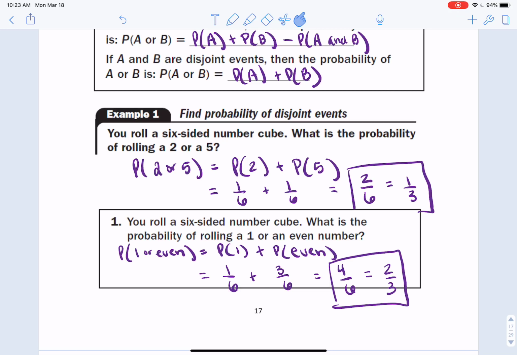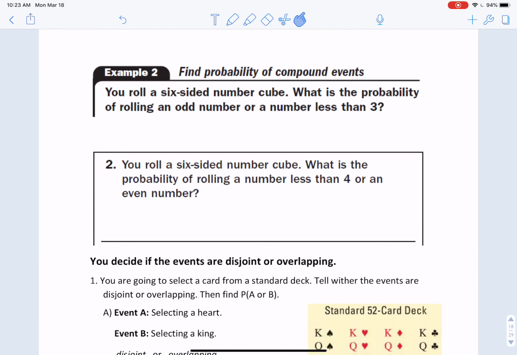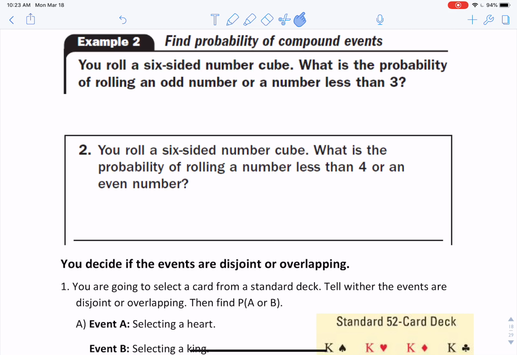Let's go ahead and look at some compound events. So this says you roll a six-sided number cube. What is the probability of rolling an odd number or a number less than 3? So let's think about this for a second. Our odd numbers are 1, 3, and 5, and our numbers less than 3 are just 1 and 2. So take notice here that they both have a 1. So you could roll an odd number, you could roll a number less than 3, but you could also roll a number that is odd and less than 3.